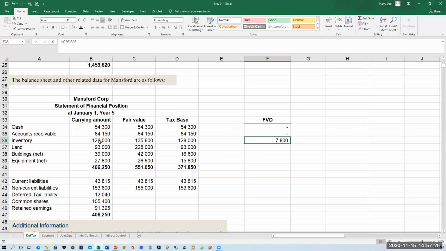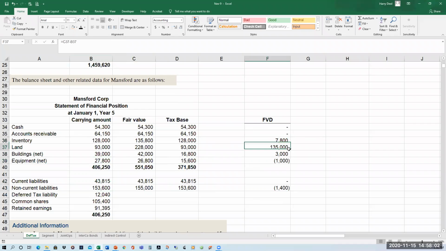Remember, understated assets is a positive. For land, the fair value difference is a positive 135,000. For buildings, the fair value difference is 3,000 positive. For equipment, the fair value difference is $1,000 negative. The reason being, carrying amount is more than the fair value. For liabilities, understated liabilities is a negative. So for the non-current liabilities, we'll have a negative $1,400 fair value difference.